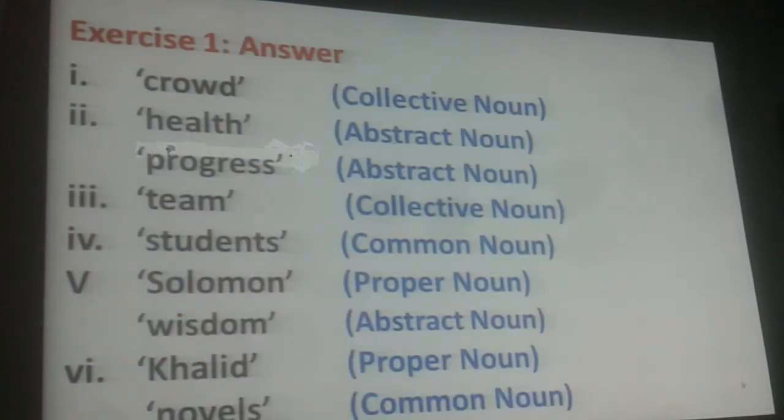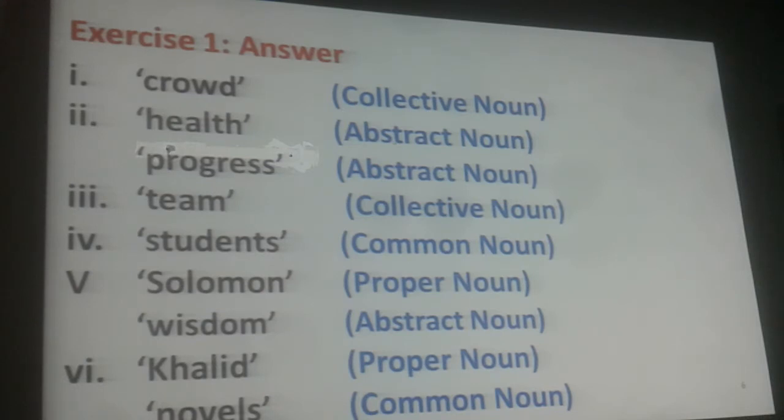So look at the answer. Crowd is collective noun. If we apply the definition of collective noun, the word crowd comes under the umbrella term collective noun. Then comes health and progress. These are two words, health and progress. They are abstract nouns because we cannot touch them. We cannot use our five senses. And then comes team, collective noun, because in a team there are a number of players.